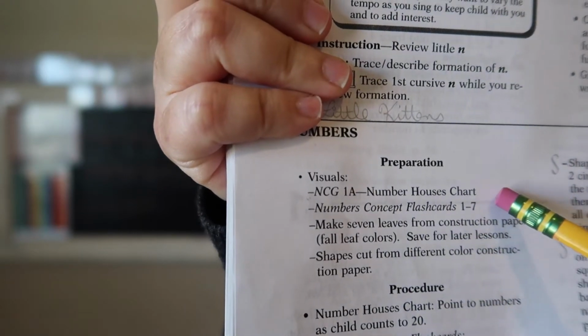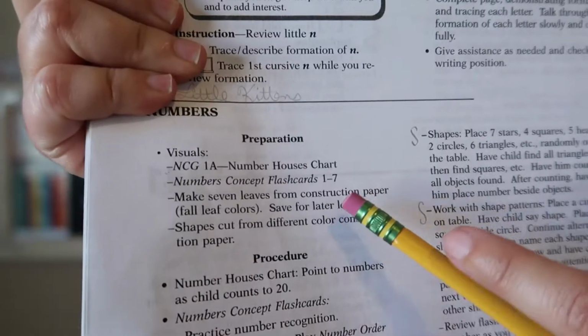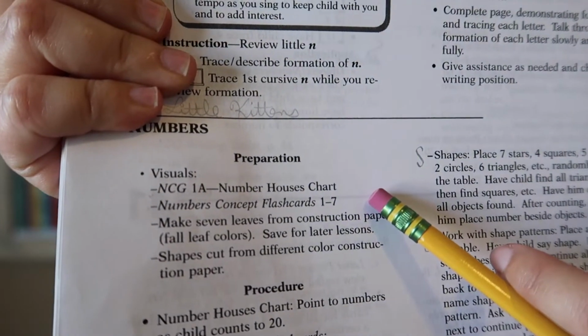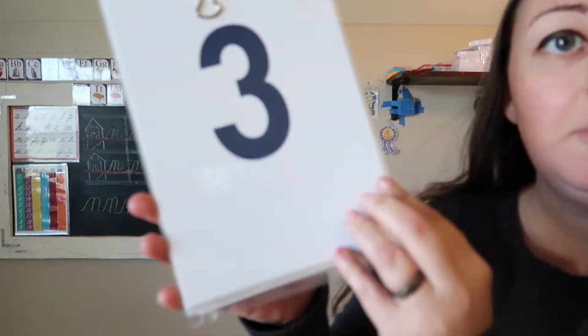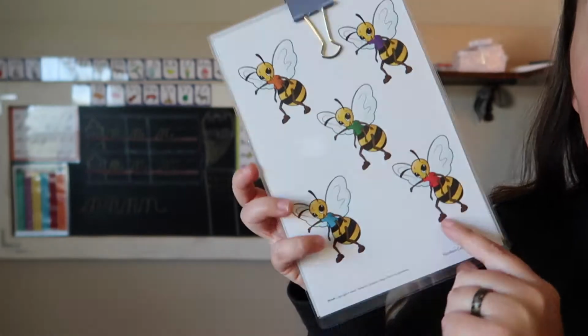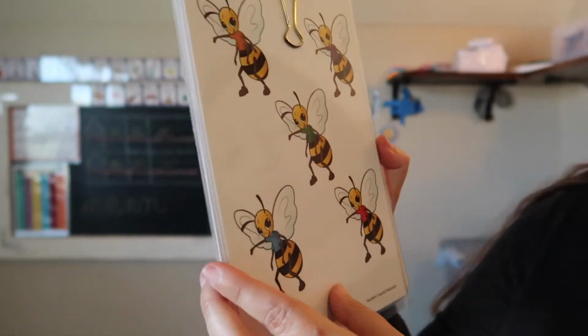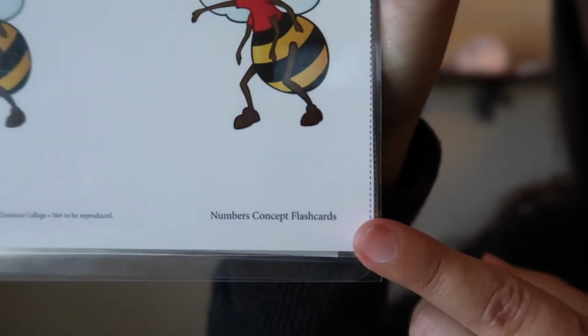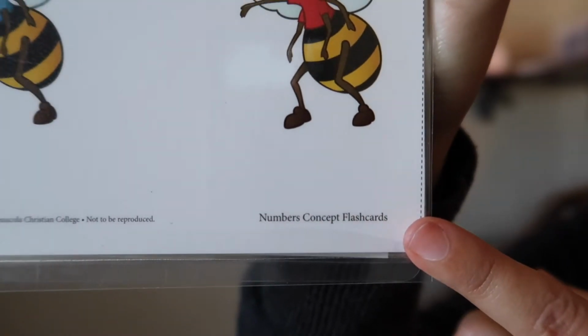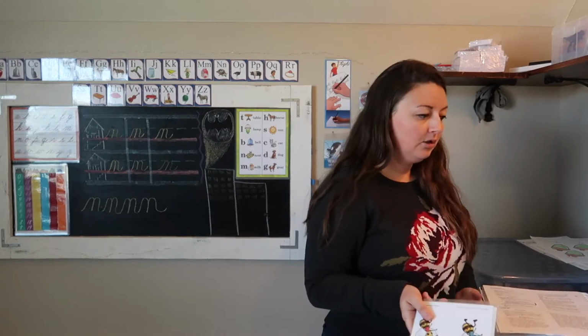So that's something that you pretty much keep up on your board or maybe on your wall because you're going to be using it every single day. The next thing it says is numbers concept flashcards 1 to 7. That would be these right here. And again, on the back, they'll say numbers concept flashcards. Everything's labeled. It's just knowing where to look for it.